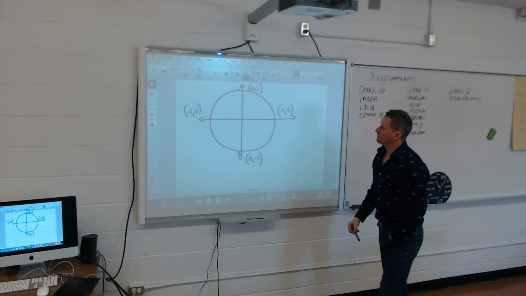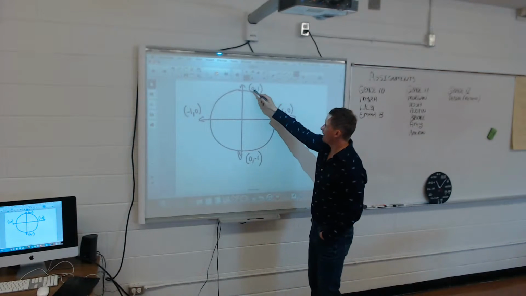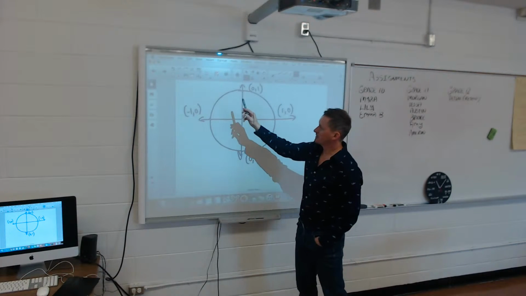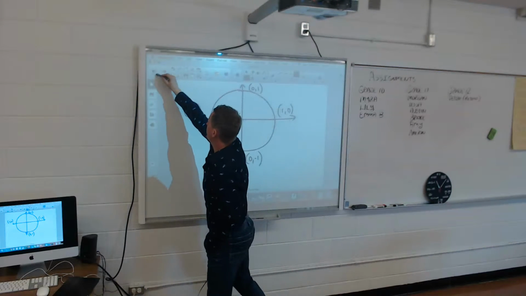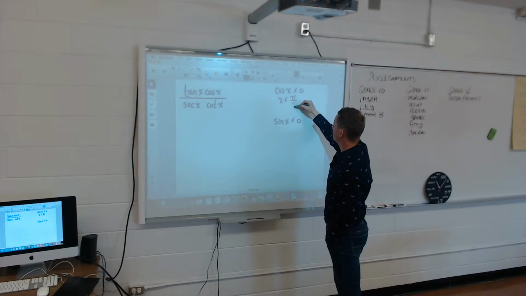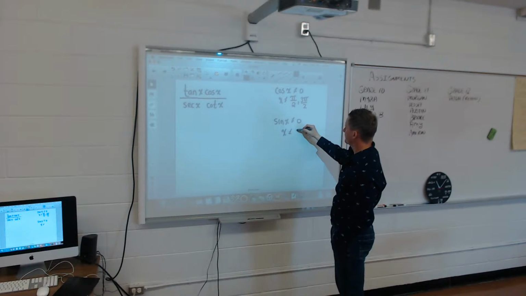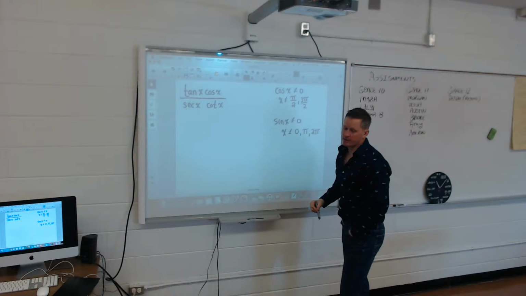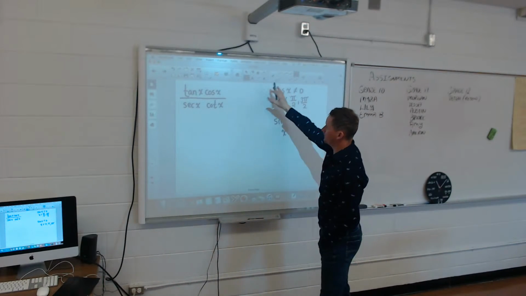So on the unit circle, where can cos not equal 0? Right here and right here. Where does sine equal 0? Here and here. So that tells me that cos x can't equal 0 at pi over 2 and 3 pi over 2, and sine x cannot equal 0 at 0, pi, or every 2 pi, so every k pi. These are my restrictions on this.